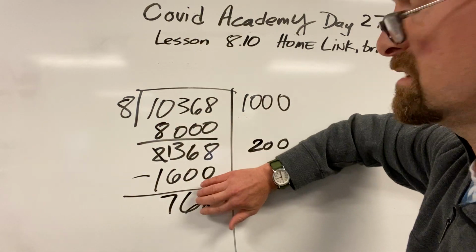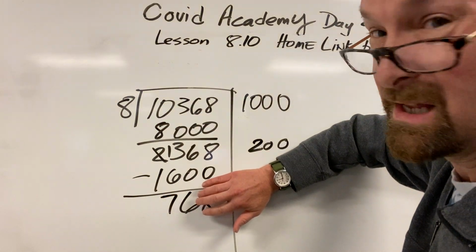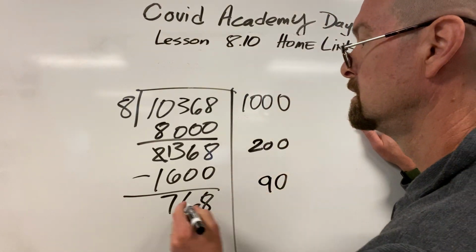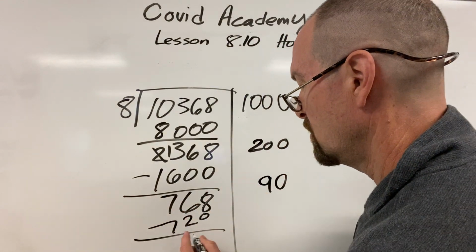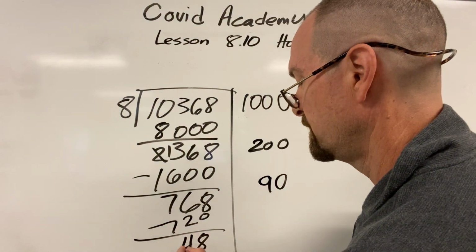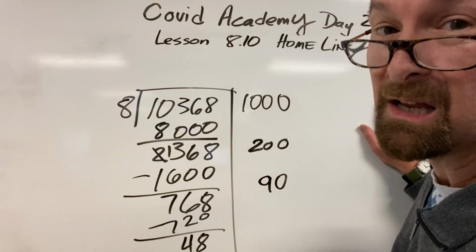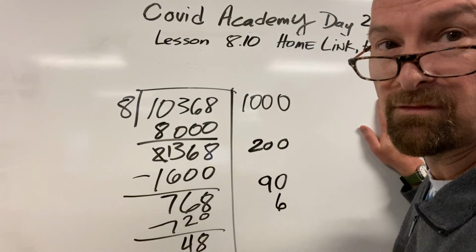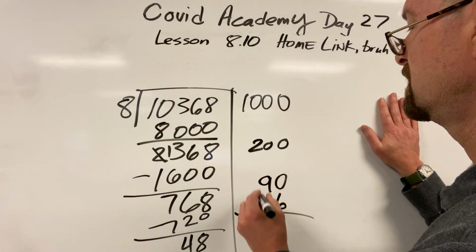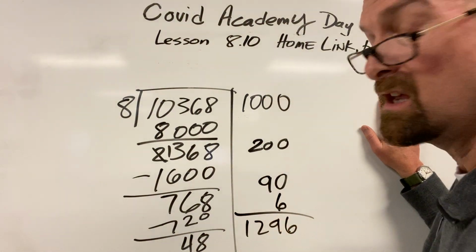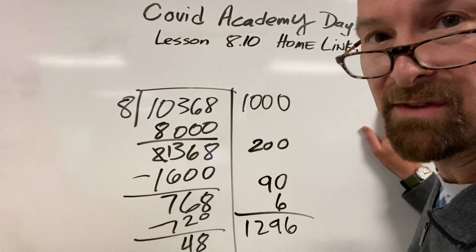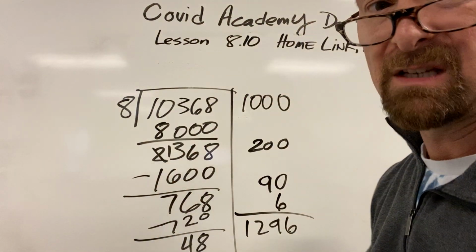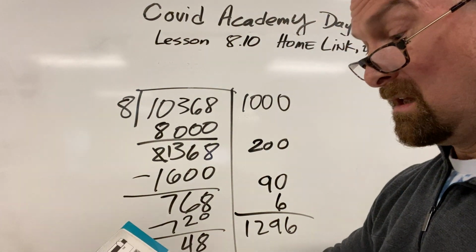All right, how many 8s fit into 76? Well, I know that 9 times 8 is 72, so I'm gonna go with 90. 90, that'd be 720. Oh, look, the last thing is 48, and we know that 6 times 8 is 48, and now it comes out evenly, so you add them all up, and you get 12,9... It is not 12,000. It is 1,296. That was hard for me.